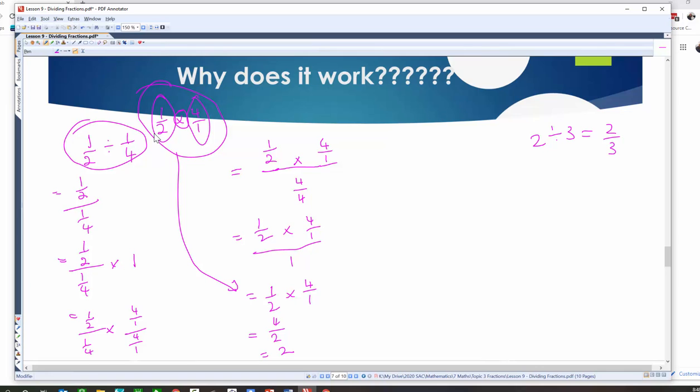Okay, so that's an example of why it does work. You don't need to do all of this working each time. We can go straight to this here. But if anyone ever asks me, why can you just change a divide to a multiply? Why can you just flip that? And why does the answer work? Well, that's my answer. And you can do this working out for every single division problem and arrive at this same point here, which will be the multiply by the reciprocal point.